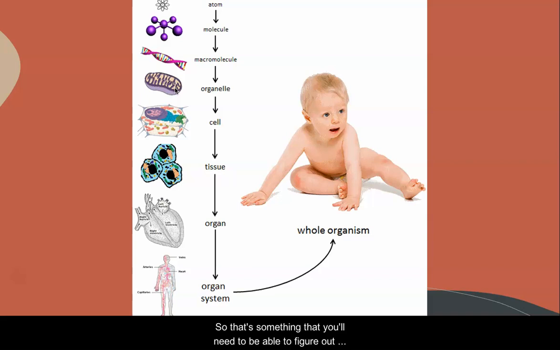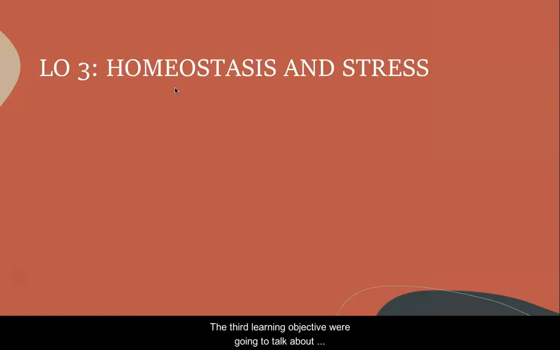So that's something that you'll need to be able to figure out. And if I gave you all of these, you would have to be able to put them in order from least to greatest in terms of levels of structure, okay? So basically going from atom to whole organism. Okay. The third learning objective, we're going to talk about homeostasis and stress.